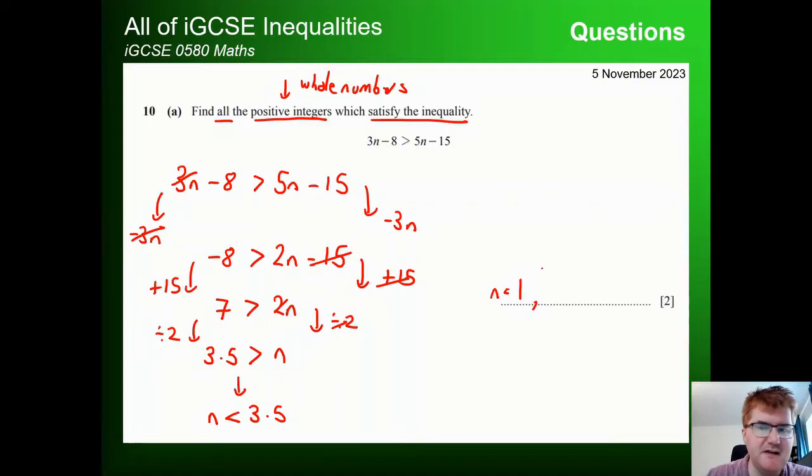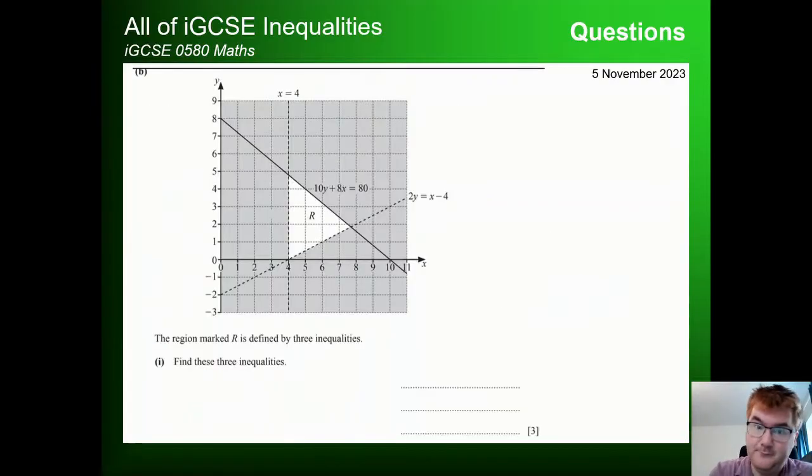Does 2 fit this statement? Yes, it does. Does 3 fit this statement? Yes, it does. Does 4 fit this statement? No, it doesn't. Okay, make sure you're paying attention. So remember, n is less than 3.5, so 4 is too much. Therefore, the only positive whole numbers that fit is n is 1, n is 2, and n is equal to 3. So leaving it as this is not good enough for the 2 marks. You need to state explicitly what those numbers are.